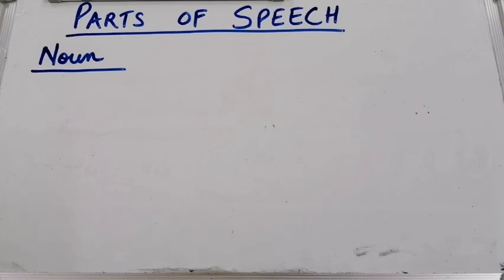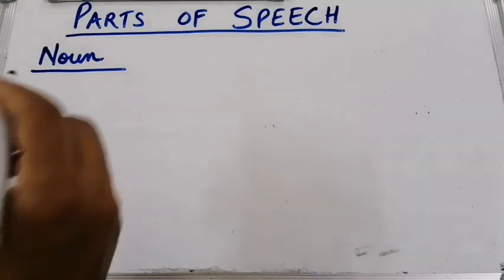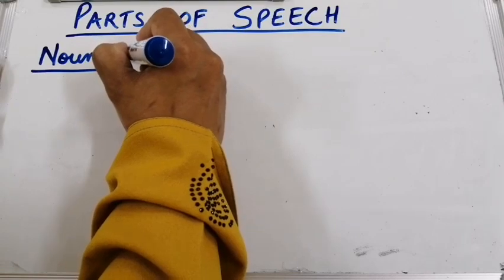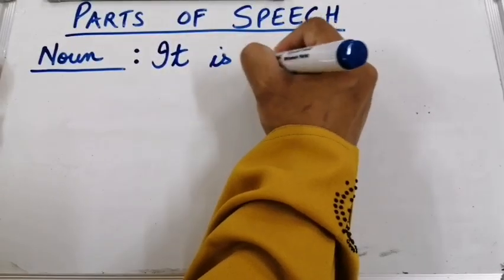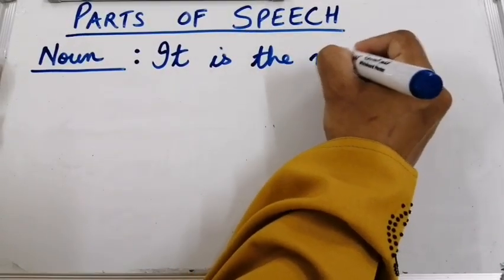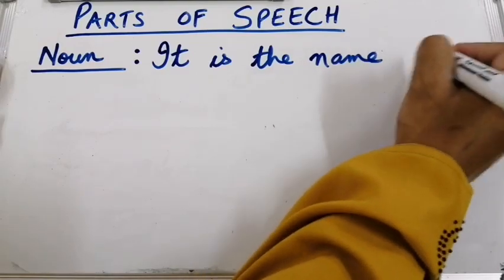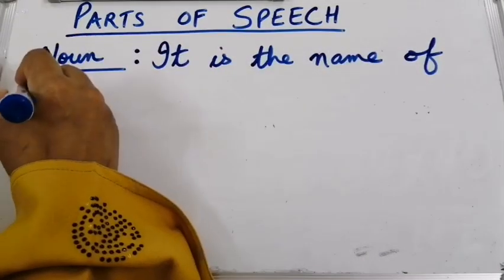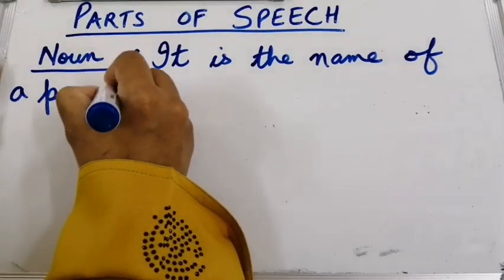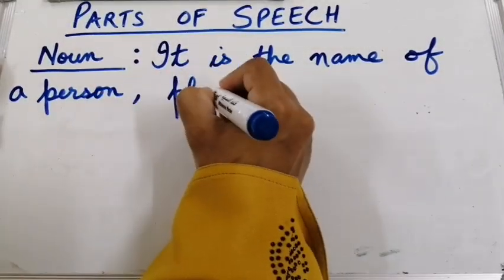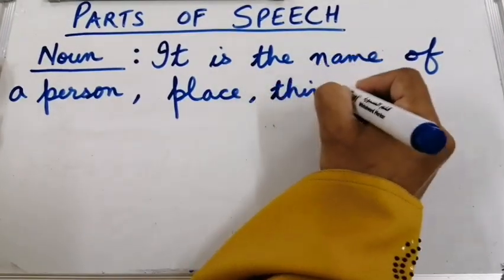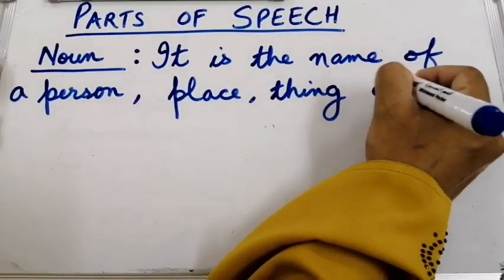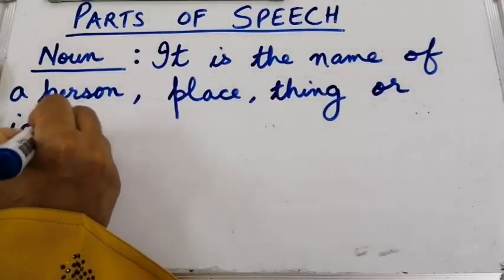What is a noun? A noun is, I will write here, it is the name of a person, place, thing or idea.